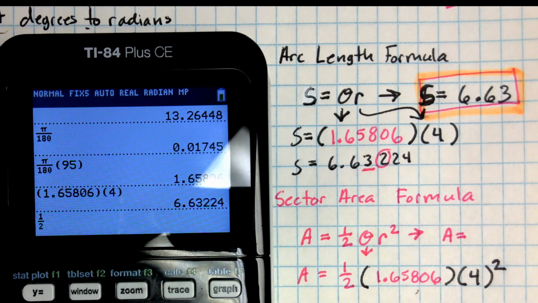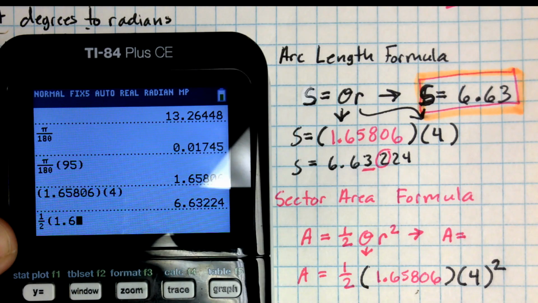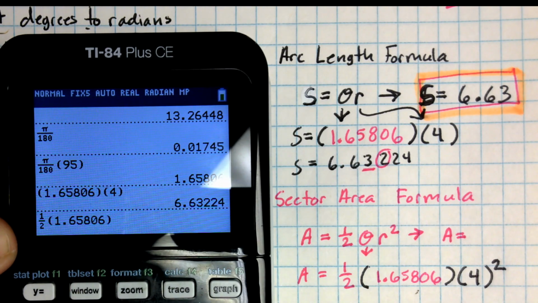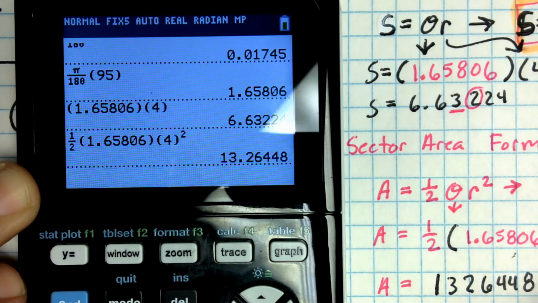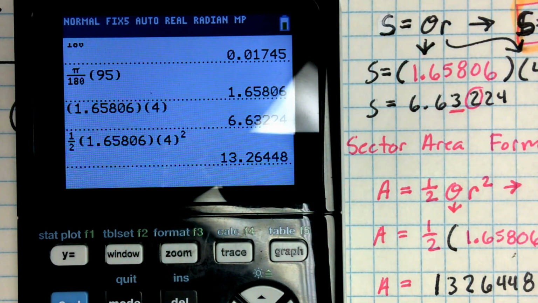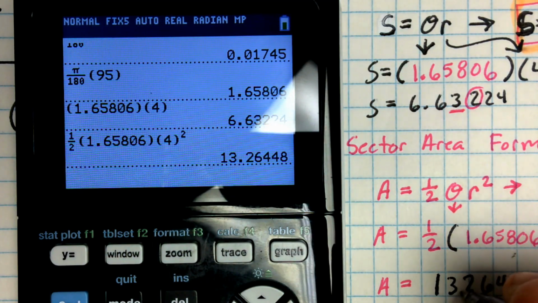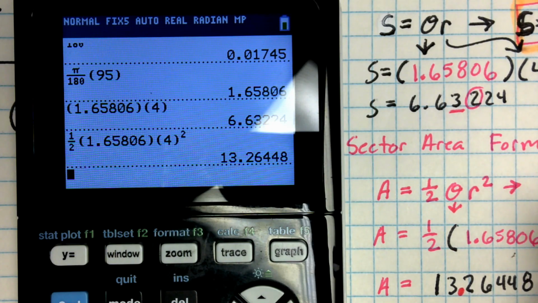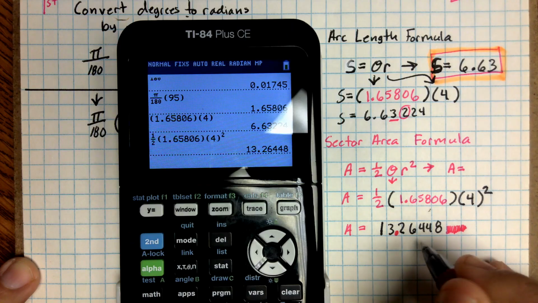So now we have our parentheses, and then 1.65806, close parenthesis, and then we put our radius, which is 4, and we square it. Hit enter, and notice we have 13.26448. Now what we're going to do is round it to the hundredths place.